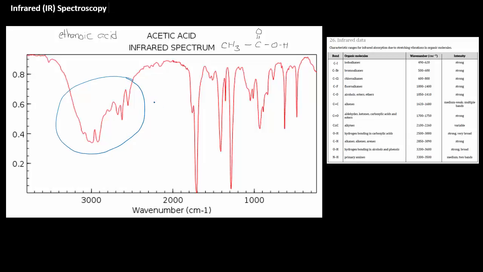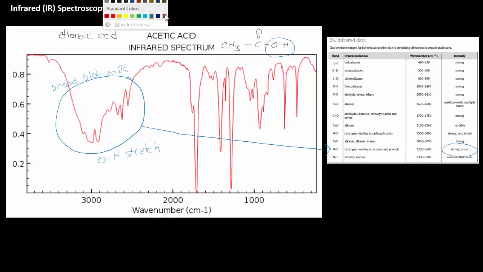So acetic acid has this blob occurring around 3000 wave numbers. This blob is actually the oxygen-hydrogen stretch, so we would call it an OH stretch. It's quite broad. It always occurs around 3000. It shows up as this blob, and so this would be present in carboxylic acids and alcohols.